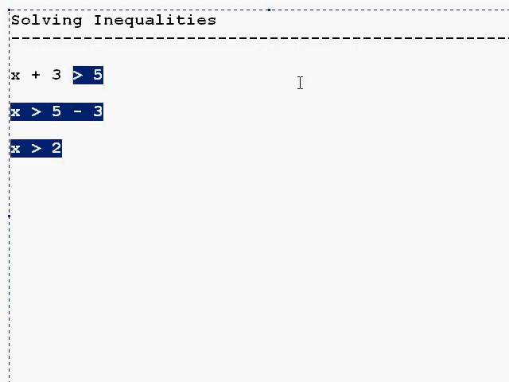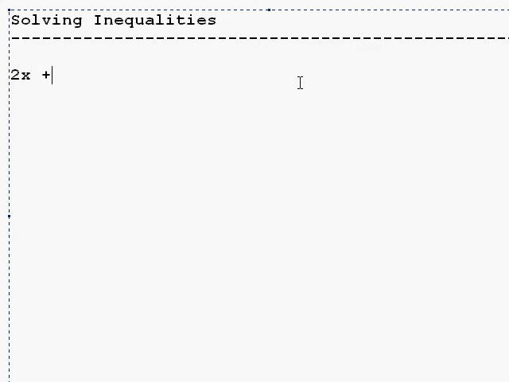We can also do the opposite. We could say 2x plus 3 is less than 15. Subtract 3 from both sides. Divide by 2 on both sides. And we have x less than 6.